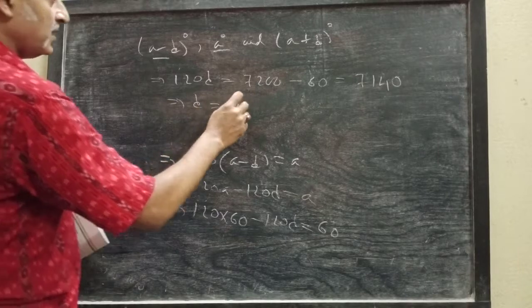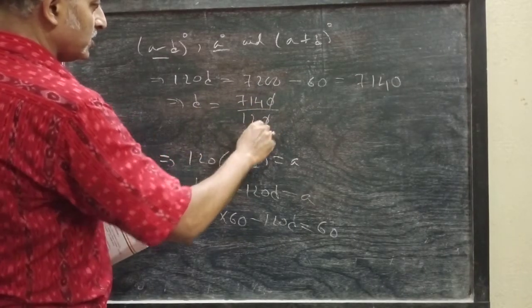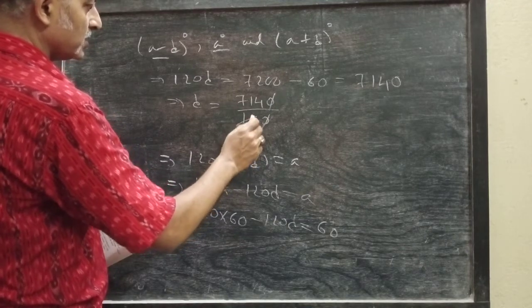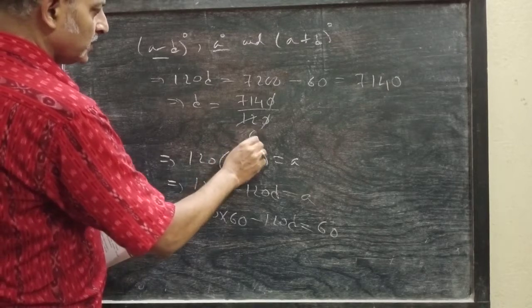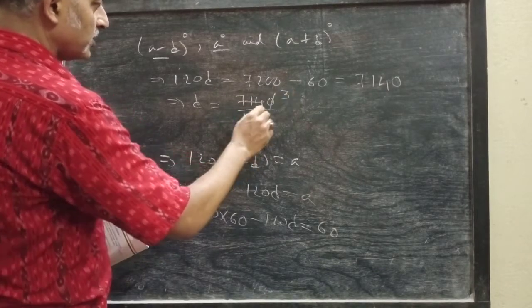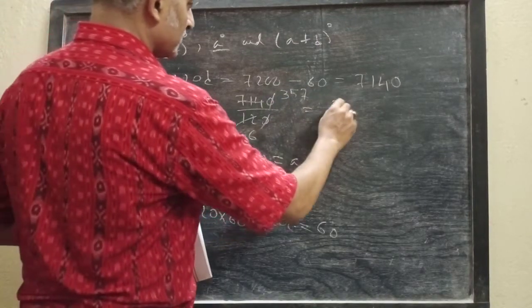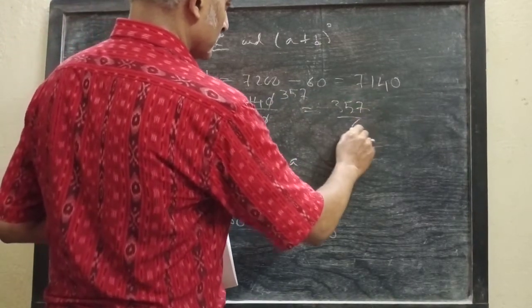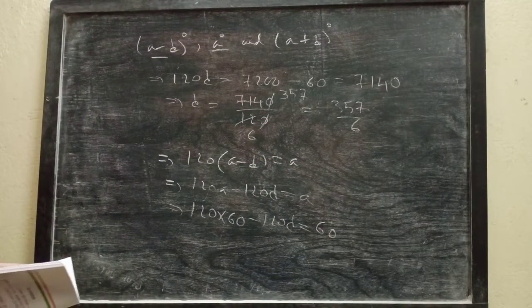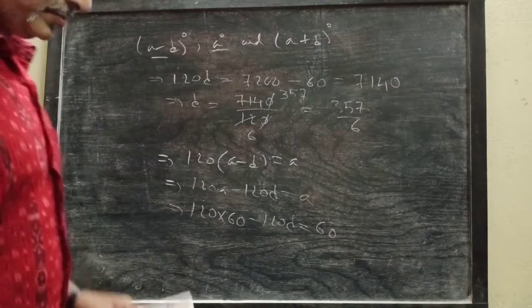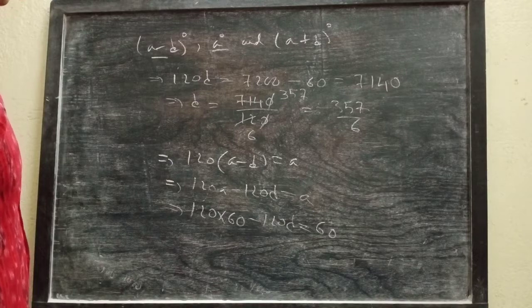That implies d is 7140 by 120. Zero cancels, and simplifying we get 357 by 6. This is d. So we get A as 60 and d as 357 by 6.